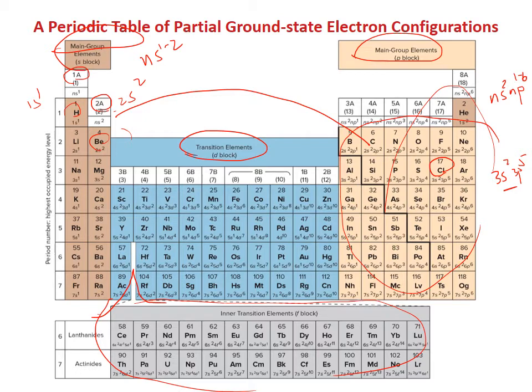For example, sodium 3s1, potassium 4s1, rubidium 5s1. So group 1, they all have electron configuration ns1. And beryllium 2s2, magnesium 3s2, calcium 4s2. So they all have ns2. Another example is the last group, okay, inert gases. Neon 2s2 2p6, argon 3s2 3p6, krypton 4s2 4p6.